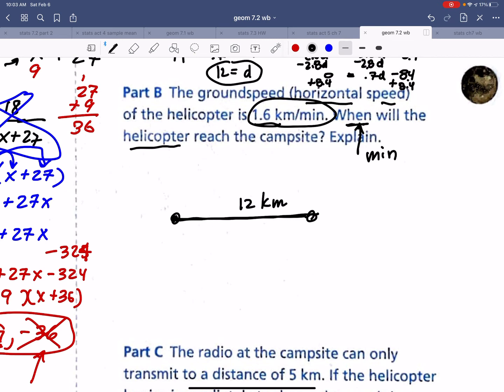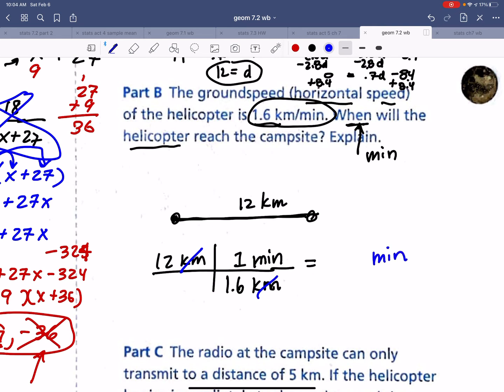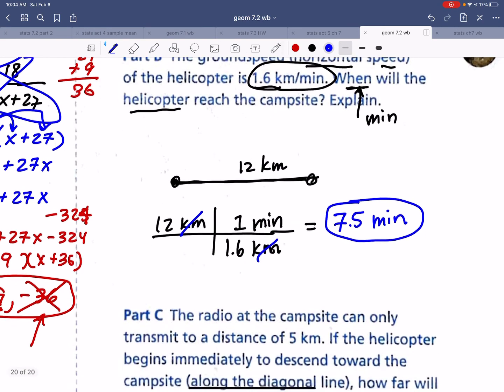Okay, so do I have to multiply or divide that? If I take my 12 kilometers, I actually want kilometers to cancel. So I know that I'm going to divide this rate because it's equal to 1.6 kilometers for every 1 minute. I knew to divide because I need kilometers to cancel and I want my answer to end up in minutes. Okay, so 12 divided by 1.6. Beautiful. So you get there in 7.5 minutes. Not a super long helicopter ride.